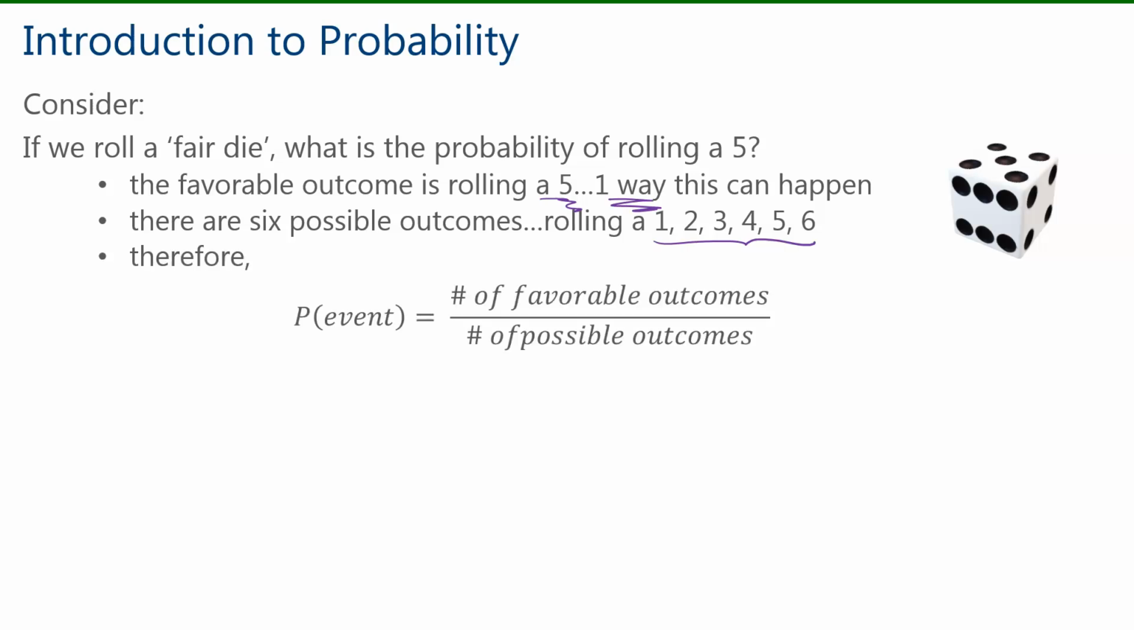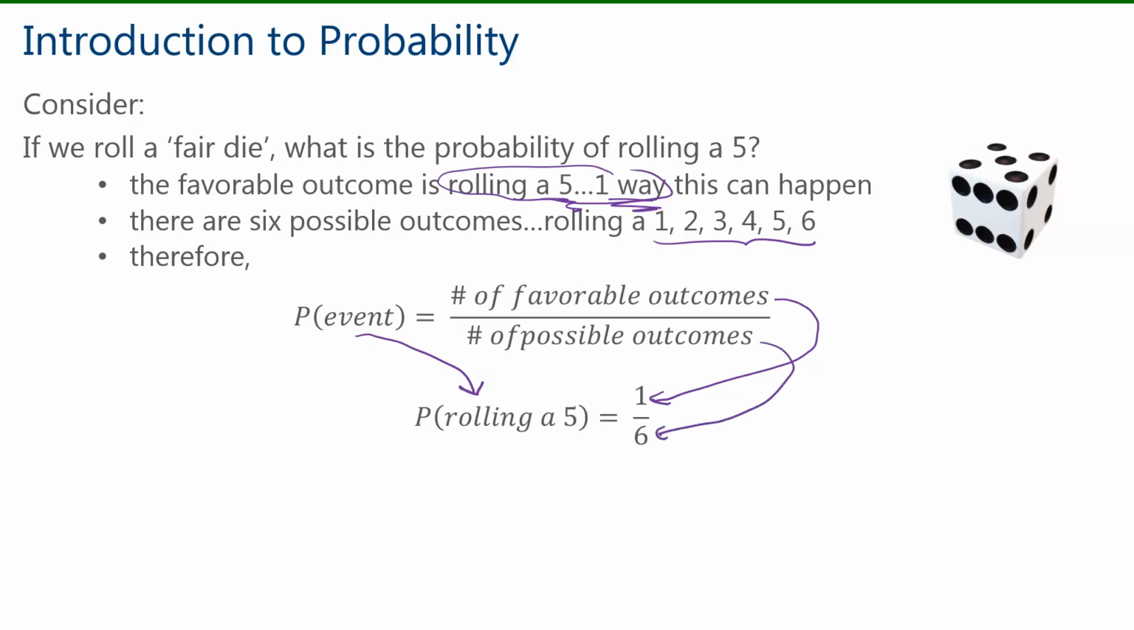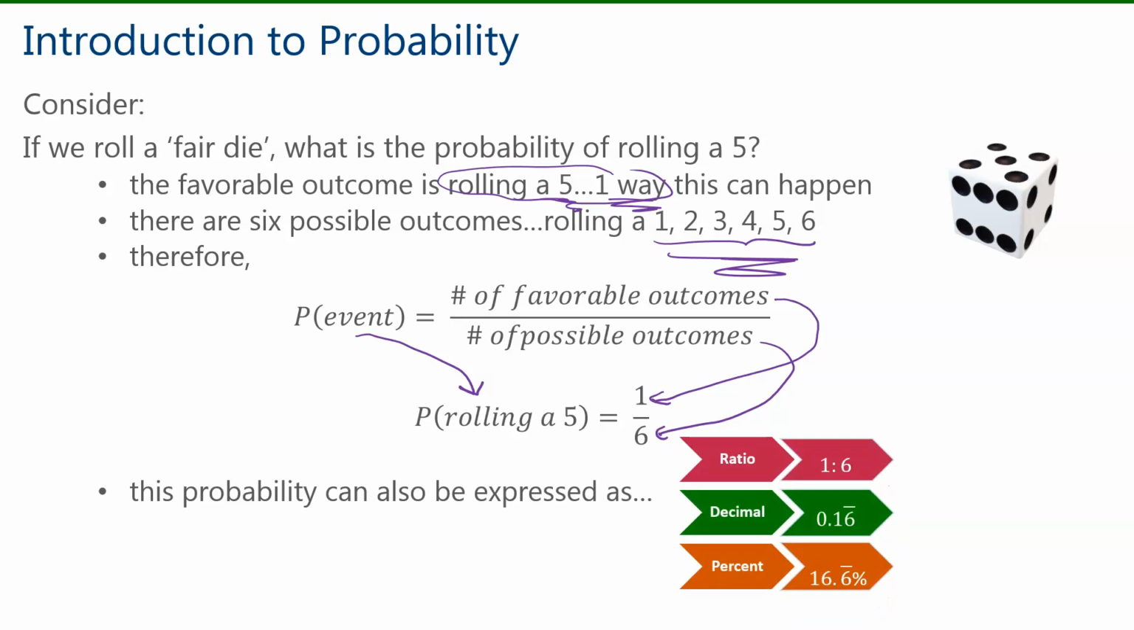If we consider our little formula, our event in this case is the idea of rolling a 5. Our favorable outcomes, there's only one way that can happen. Our possible outcomes, remember we have 6 of those. We read this, probability of rolling a 5 equals 1/6. This too can be expressed in various forms. As a ratio, 1 to 6. As a decimal, 0.1 and the 6 would repeat. As a percentage, we could say 16.6%, with again the 6 repeating.